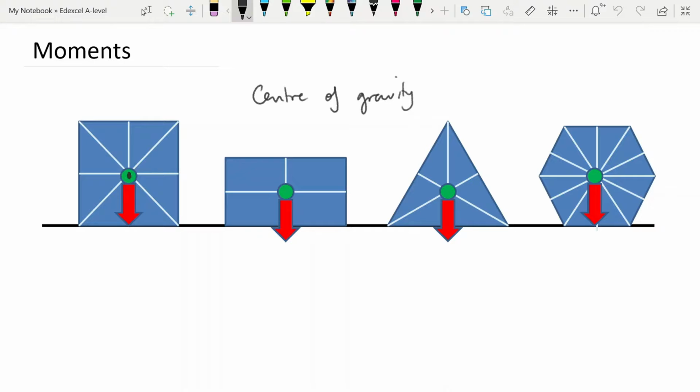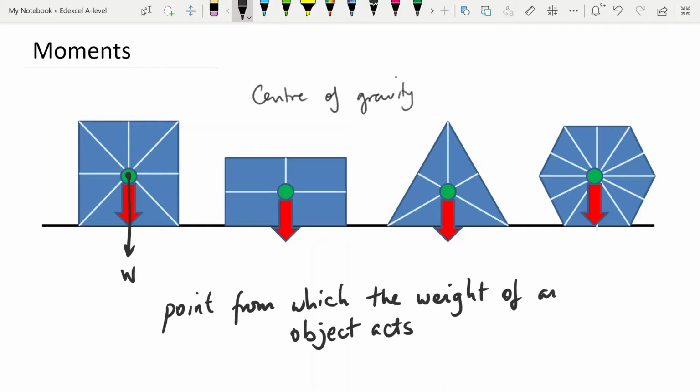Therefore, in this situation, if we were drawing a free body force diagram, we would draw an arrow from the center of gravity to show where the weight acts from. And that is the definition of what a center of gravity is. It's the point from which the weight of an object acts. And so no matter what the shape, as long as it's a regularly shaped object, we pretty much pick the center of it, and that is where we draw our force arrows.